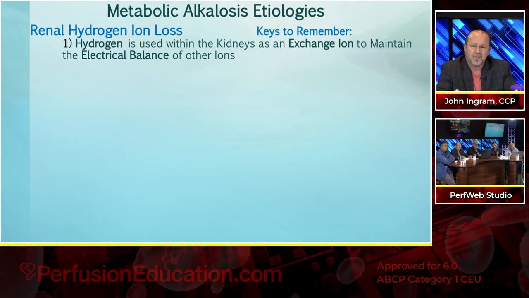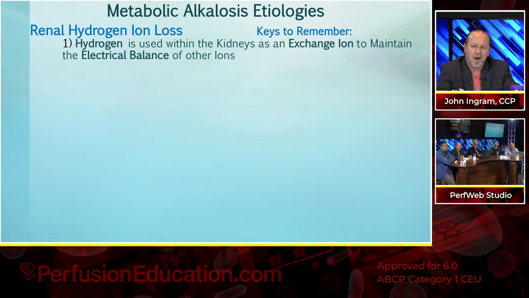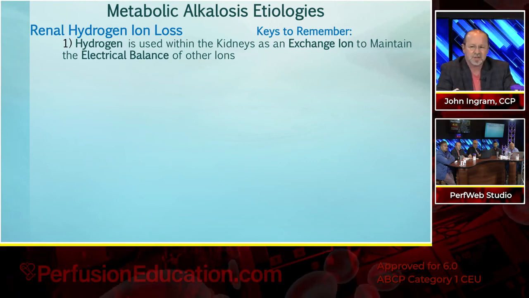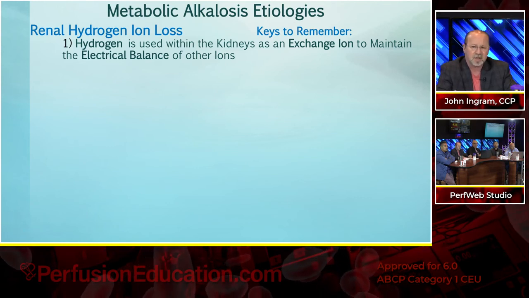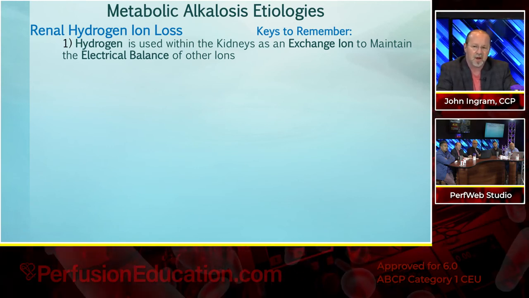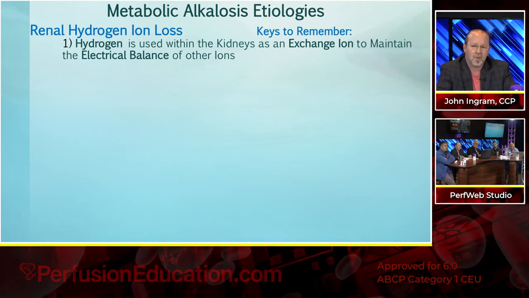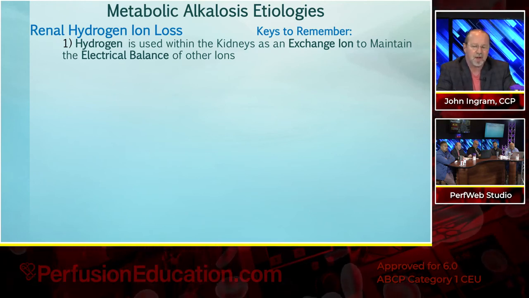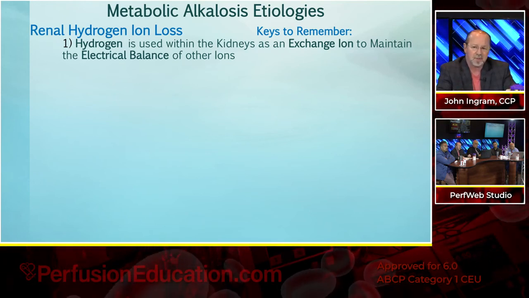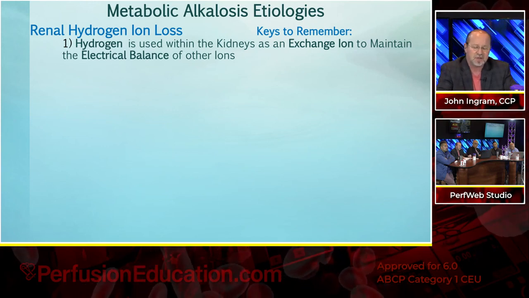So now, what's an important key to remember? That hydrogen is used within the kidneys as an exchange ion to maintain the electrical balance of other ions. That's what's important to remember. The reason hydrogen comes into play when all these other ions become depleted is that hydrogen is used as the exchange ion.